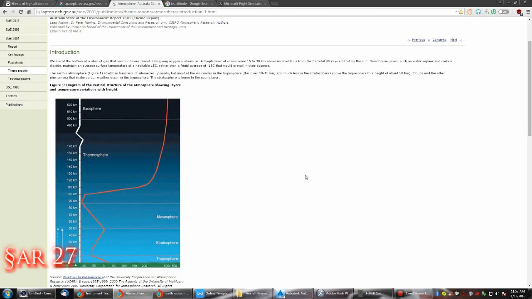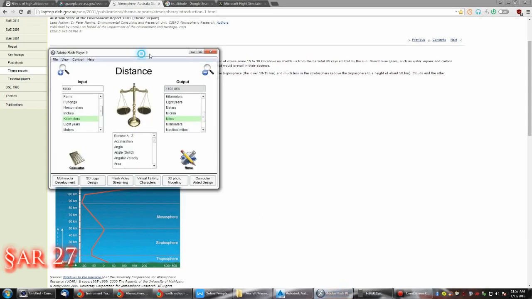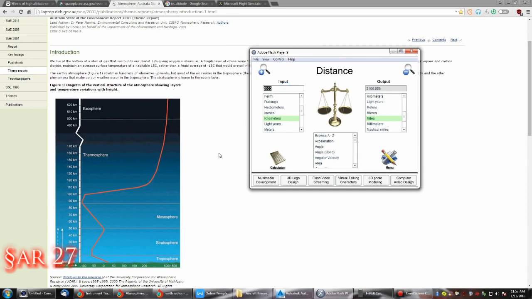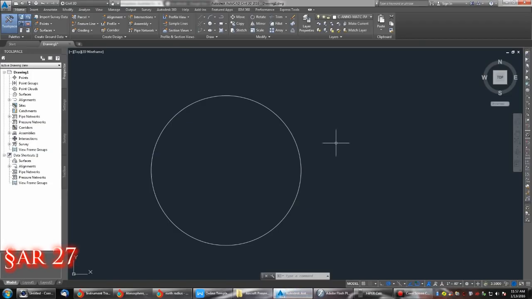Now, I'm going to convert these in order to get the ozone layer's distance from the thermosphere to the exosphere. I'm going to take my calculator and put in, I was working on something else, hold on. That's 500 kilometers, and in miles that's 310 miles. 300.7, let's just do 311 miles. Now, in order to show that here, I'm going to make another circle.